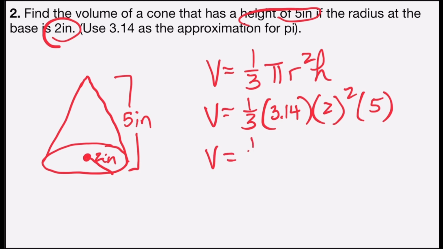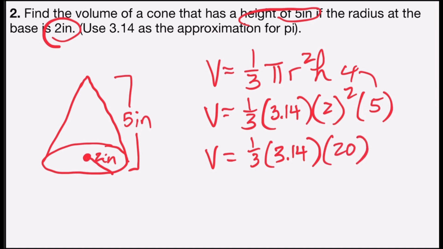Volume equals 1/3 times 3.14, the approximation for pi. 2 squared is 2 times 2, which is 4, and 4 times 5 is 20. And now I can multiply across the numerators. I'll show ones in the denominator to help visualize. 1 times 3.14 times 20 would be 62.8, and 3 times 1 would be 3.